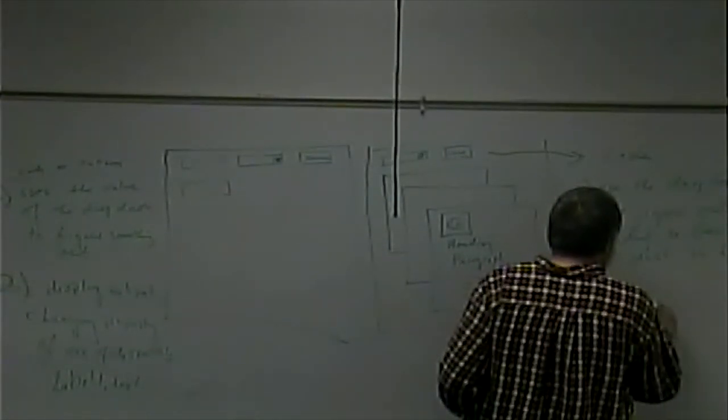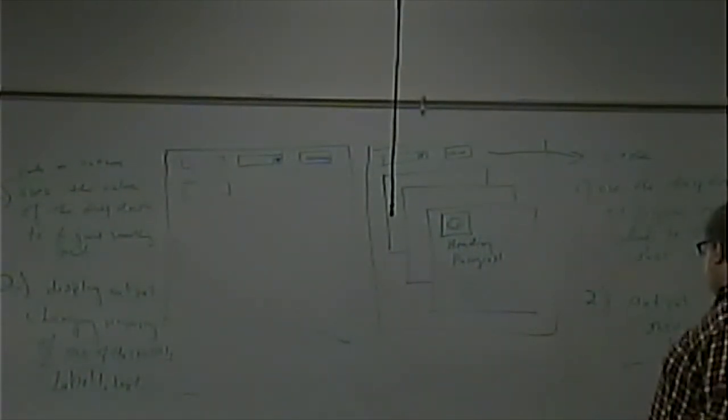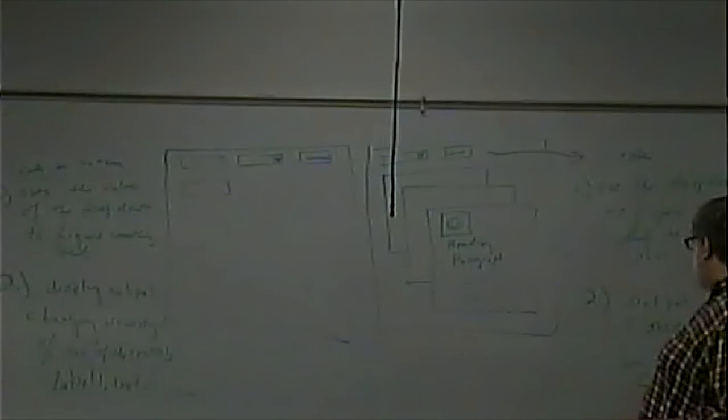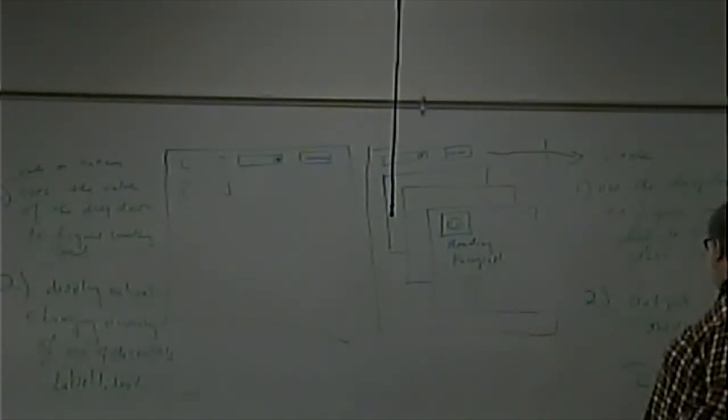We're then going to output. In this case, our output is showing the selected tab and hiding the rest. If I could say that in more general terms, we're going to change properties of controls.